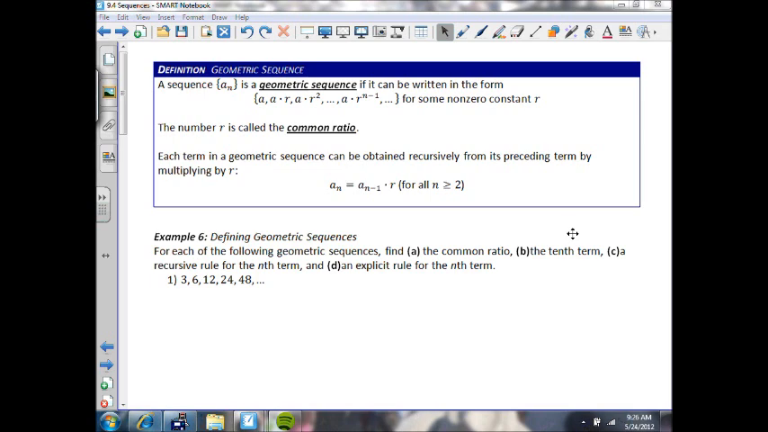Now, when we're talking about a geometric sequence, a sequence a sub n is a geometric sequence if it can be written in the form a, a times r, a times r squared, all the way up to a times r to the n minus 1 for some non-zero constant r. That number r is called a common ratio. Each term in a geometric sequence can be obtained recursively from its preceding term by multiplying by r. So it's going to be a sub n equals a sub n minus 1 times r for all n greater than or equal to 2.